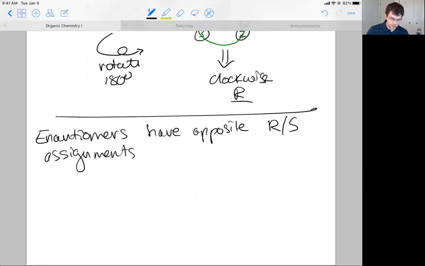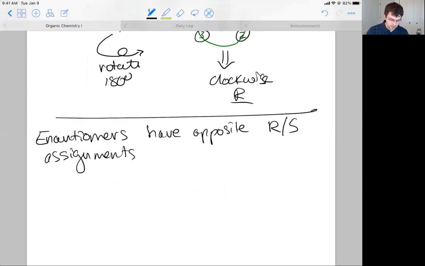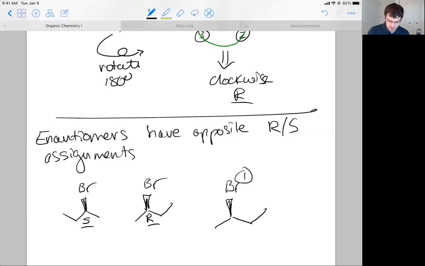Enantiomers have opposite RS assignments, so if we compare this molecule to this molecule, we would call this molecule an S molecule and this molecule an R molecule. I make sure that label is readable, but I also make sure it's close to the carbon. Maybe I even do one of these where I recognize that I want to show my work so that Willoughby knows I was thinking through everything.